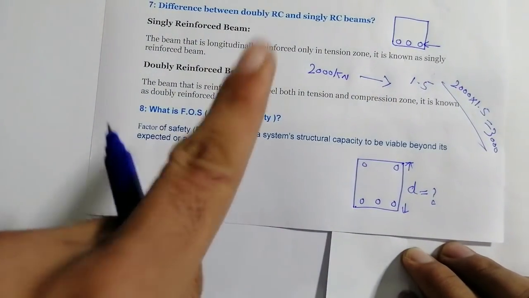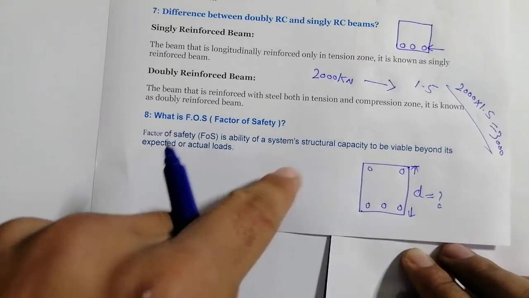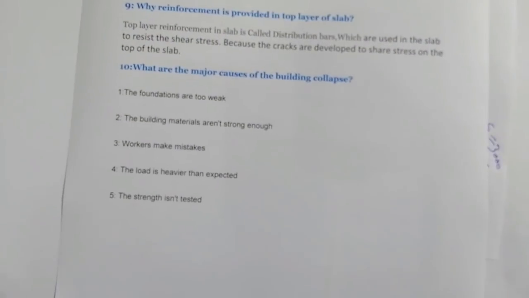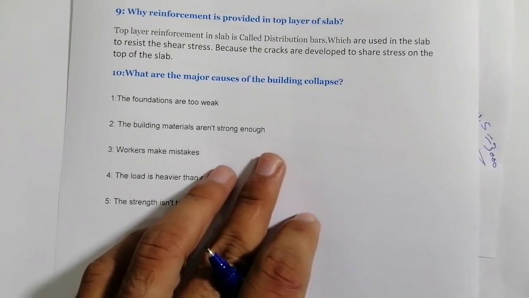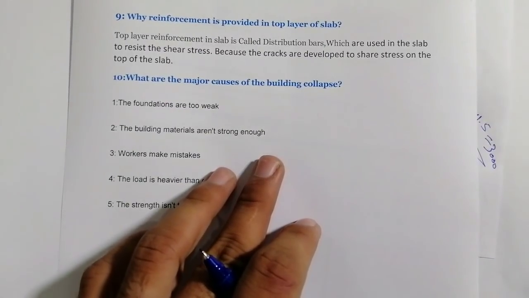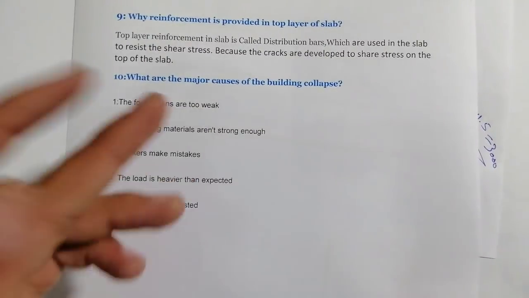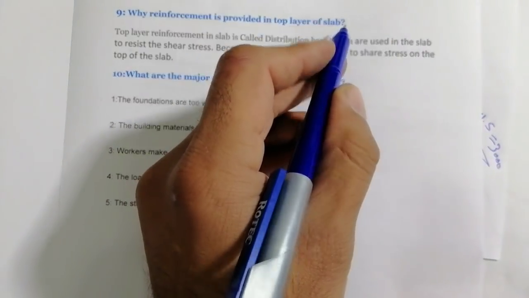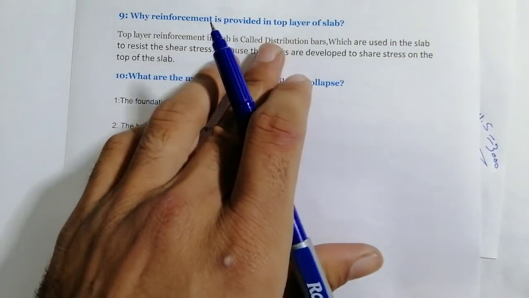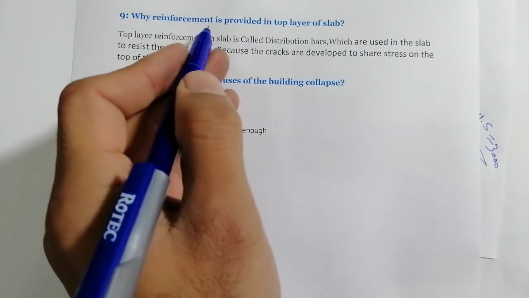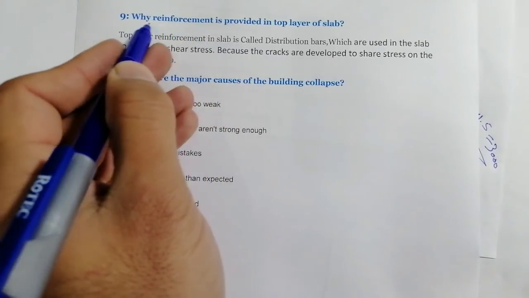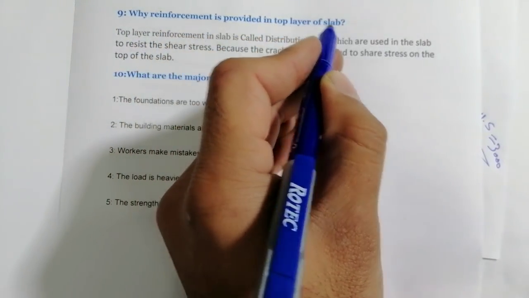So factor of safety is very important in structure design, right? Now question number 9, let me focus the camera, is also very important. Why is reinforcement provided in the top layer of the slab? Means why we use distribution bars in an RCC slab. So they are asking you this question, right? Why is reinforcement provided in the top layer of the slab?